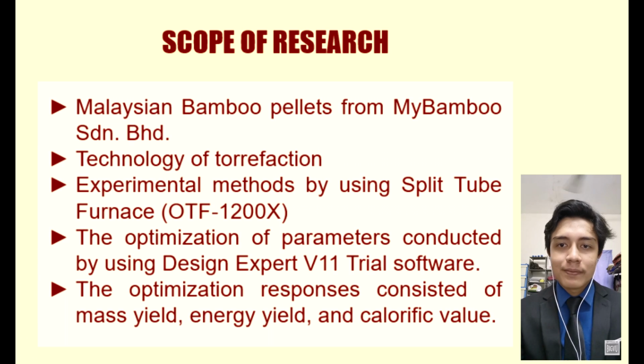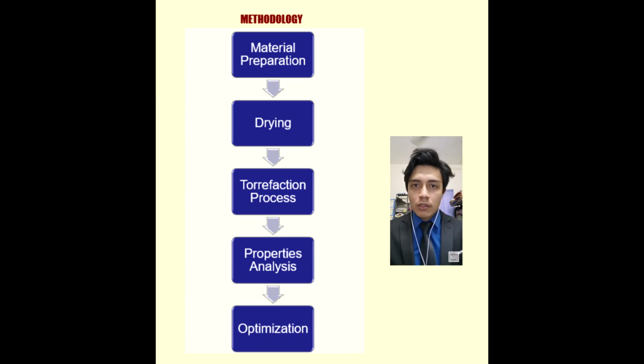There are 5 main parts of the methodology. Part 1 is the material preparation. Part 2 is the drying process. The raw bamboo pellets that are obtained from Mine Bamboo Seram Berhad are dried at 105 degrees C using the oven for 24 hours.